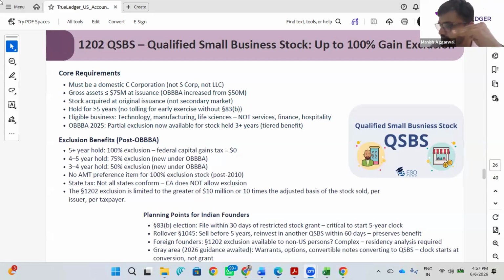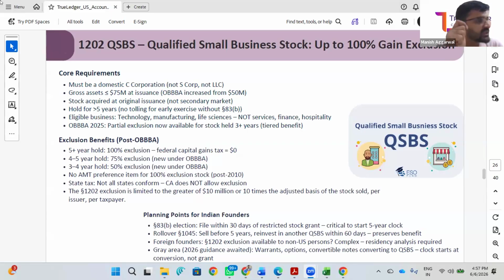And there is a tier-based criteria. Let's say if I do not meet the full 5-year holding period criteria, then if you hold the stock for a 4 to 5-year period, 75% of the gain is not taxable. If you hold the stock for 3 to 4 years, then 50% of the gain is excluded.